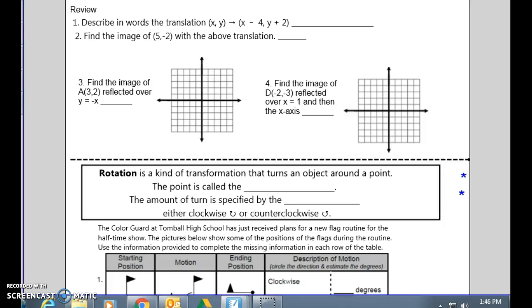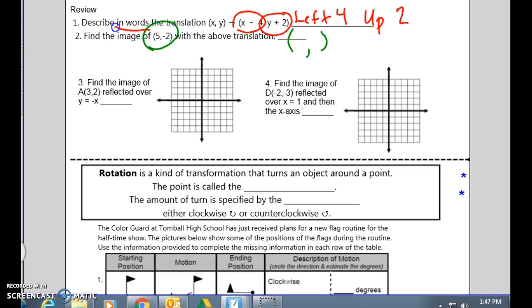Try and figure out and make sure that we don't have to have a graph in order to do a translation. So somebody tell me in words, what does x minus 4 mean? To the left 4. Very good. And what does y plus 2 mean? Up 2. Very good.